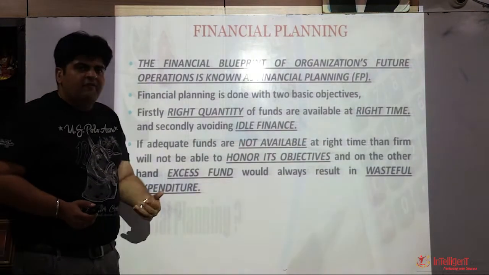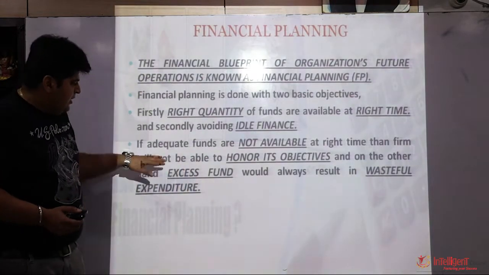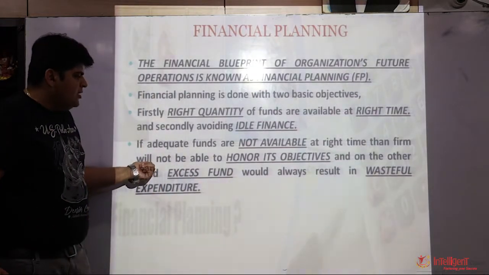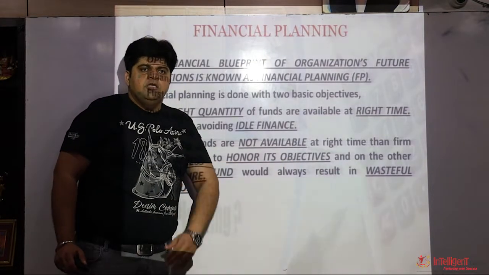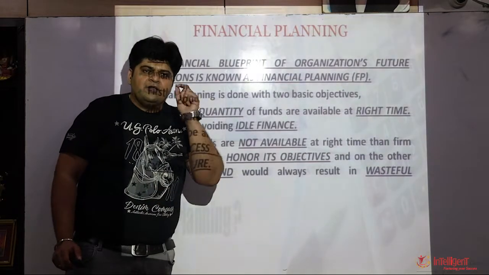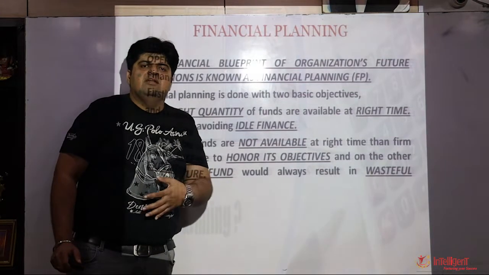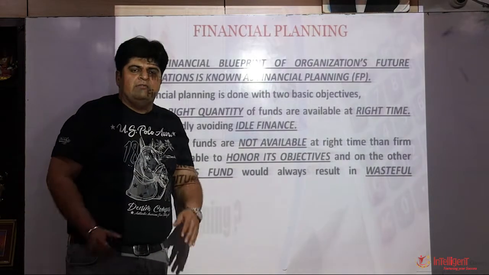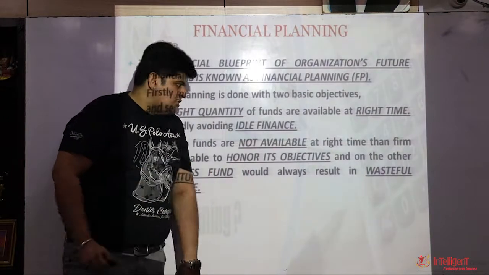What is the drawback if we do not have the right quantity of fund at the right time? That we are going to understand next in a few lines. If the right quantity of funds is not available at the right time, then the firm will not be able to honor its objectives. You all know in future there are certain objectives that an organization has to fulfill. But for that, as you know, the business fund is the lifeblood, and if that blood is not available at the right time, then the objective will not be achieved. So we need to have the right quantity of fund at the right time, otherwise whatever future commitments a business organization has made will not be achieved.